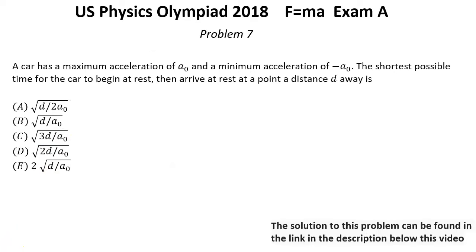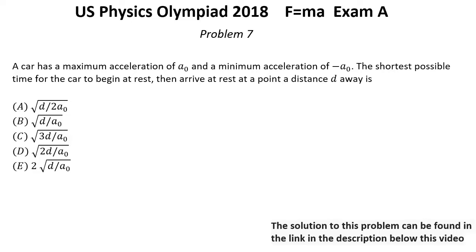Problem number 7. A car has a maximum acceleration of a0 and a minimum acceleration of negative a0. The shortest possible time for the car to begin at rest, then arrive at rest at a distance d away, is the next one.